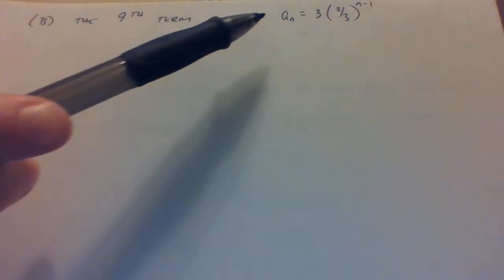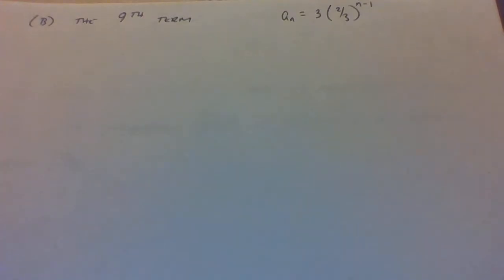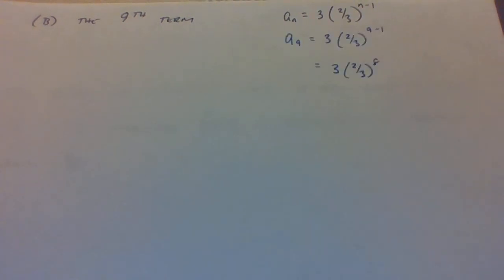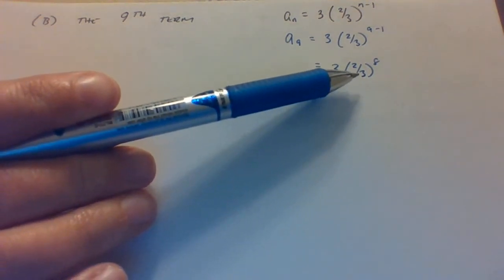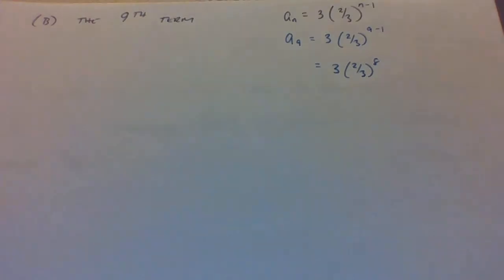For part B, let's go ahead and find the 9th term. We're going to need our formula for finding the nth term, and in this case we're going to plug in a 9 for each of those n values. This is going to give us 3 times 2/3 to the 8th power.